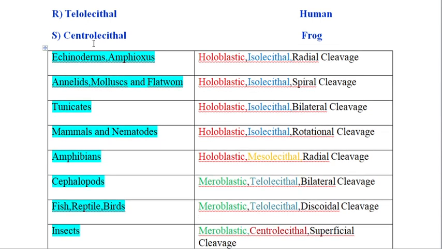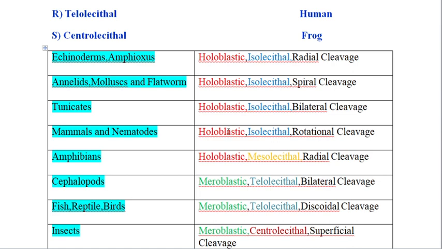If you take echinoderms and amphioxus, they have a holoblastic radial cleavage and they have isolecithal egg. Next, annelid, mollusk and flatworm, so they have a holoblastic spiral cleavage and they have isolecithal egg. Next is tunicates, which have again holoblastic bilateral cleavage and they have isolecithal egg. And mammals and nematodes have a holoblastic rotational cleavage and they have isolecithal egg.